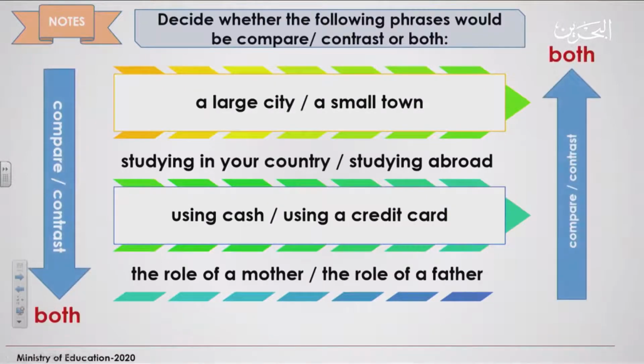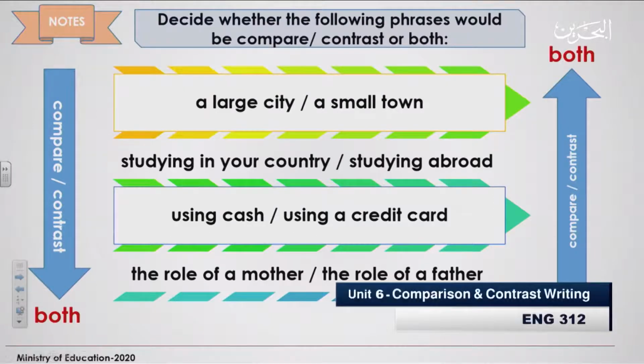This is the answer. Actually, for any topic you choose, when you choose a topic and you say a large city, a small town, studying in a country or studying abroad, using cash or using credit card, the role of a mother or the role of the father, when you keep a topic that you're debating, you can always use comparing and contrasting for both. It's applicable for all.